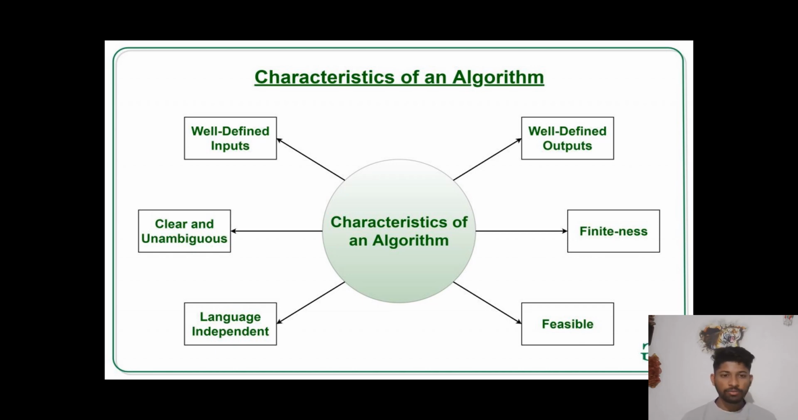So, what are the characteristics of an algorithm? First, it has well-defined inputs. Second, clear and unambiguous. Third, it is language independent. Fourth, it is feasible, it has finiteness, and it gives well-defined outputs.